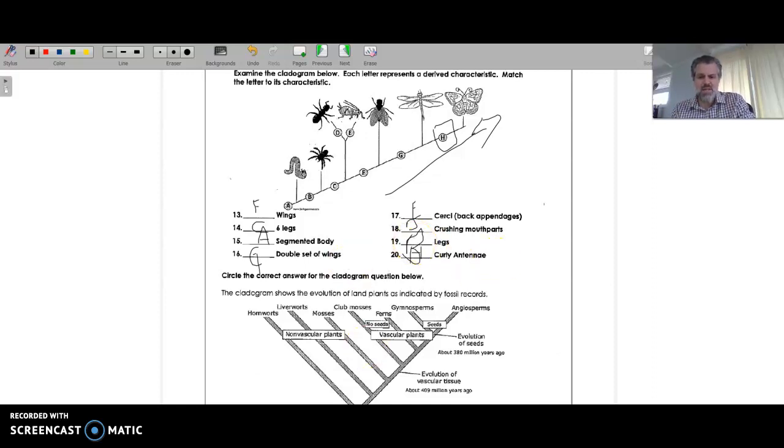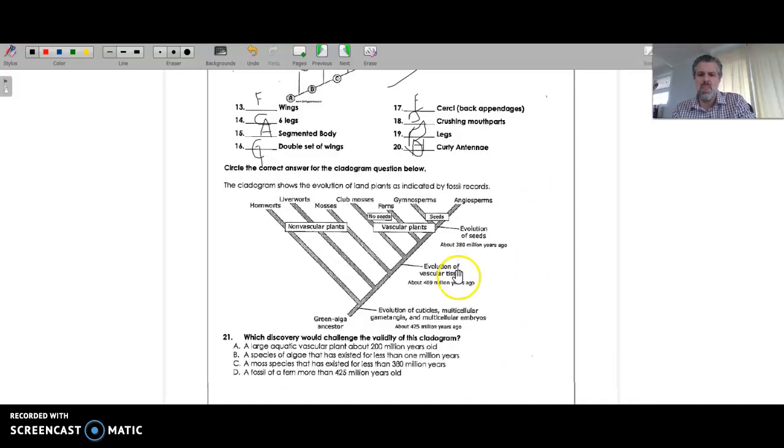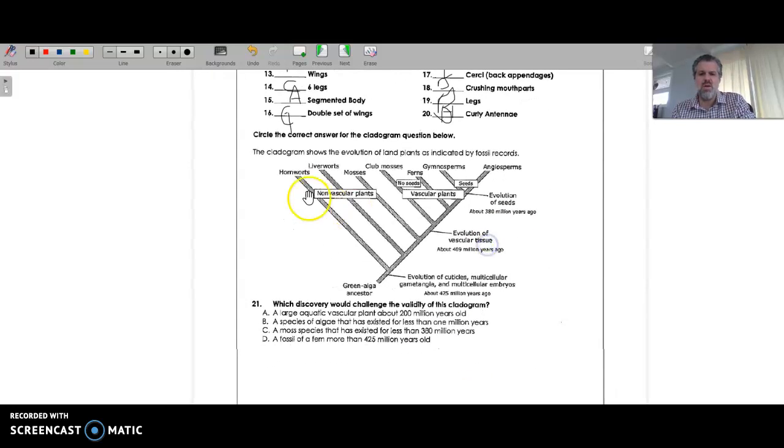If we drag this particular screen up, and let's see if I can bring all of this in here so that you can see it. Let's grab this in here. There we go. We have one more question here, and we're going to circle the correct answer for the cladogram questions. We're showing the land plants as indicated by fossilized records: hornworts, liverworts, mosses, club mosses, ferns, gymnosperms, and angiosperms. And we've got the non-vascular plants, no seeds, vascular plants, and seeds, reading from left to right.